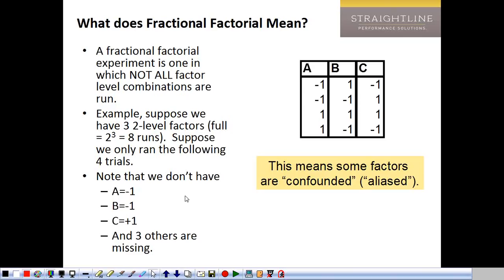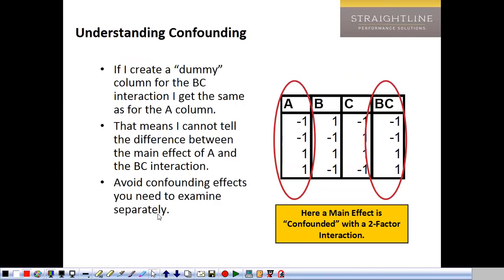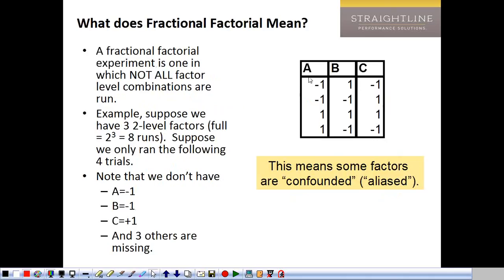We ran an experiment with four runs. I'm not saying this is a great experiment, but let's say it was this. Now, suppose we wanted to estimate an interaction, let's say the BC interaction. Let's see what happens with confounding.